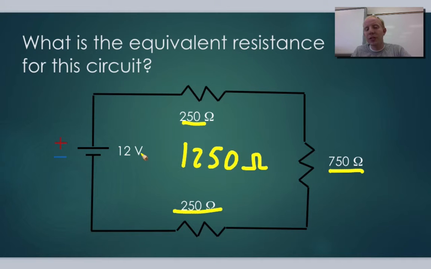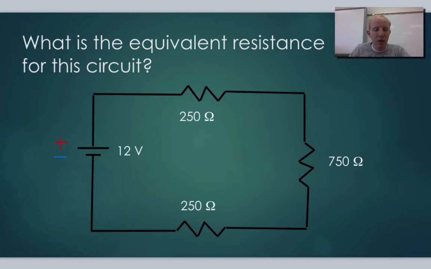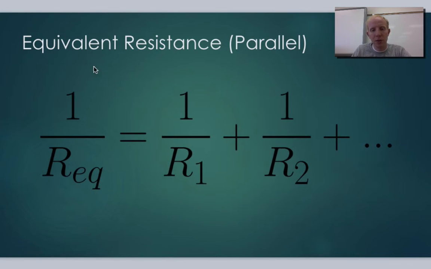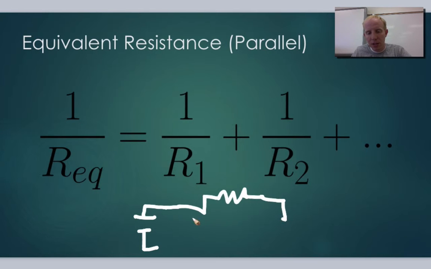Alrighty. That's for resistors in series though. In parallel, it gets a little tricky, because now you have multiple pathways for things to travel through. You get this equation right here. So this is the equivalent resistance for resistors in parallel. The equivalent resistance is equal to 1 over the first resistance plus 1 over the second resistance, and so on.